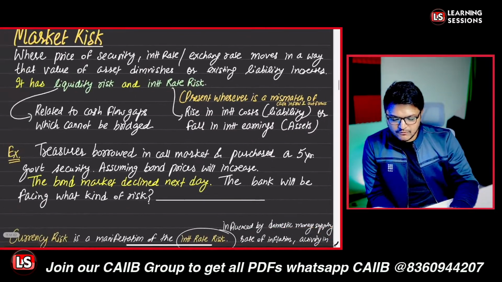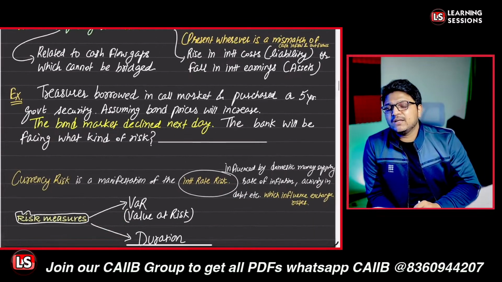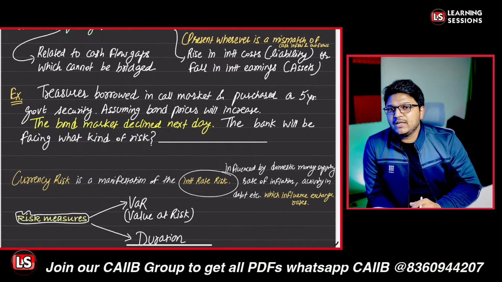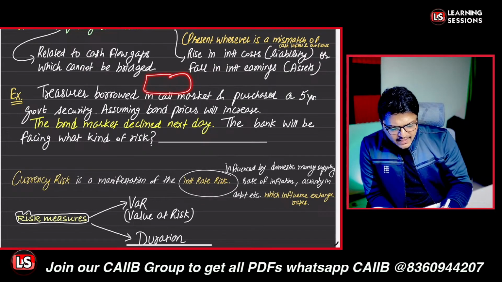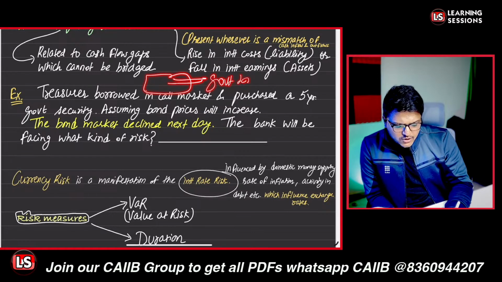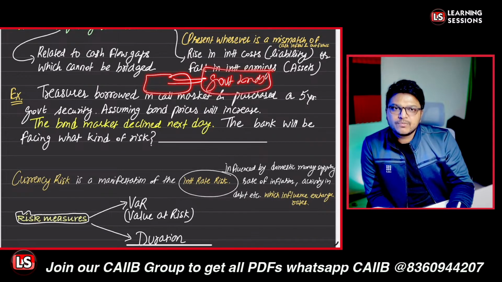Okay, further, now let's understand the example over here. Let's say the treasury has borrowed in the call market, that is, you have borrowed for a smaller period, and further you have purchased government securities or let's say government bonds which are for a longer duration. You are basically speculating that the very next day the prices of the bonds will go up and you'll be getting the profits out of it.